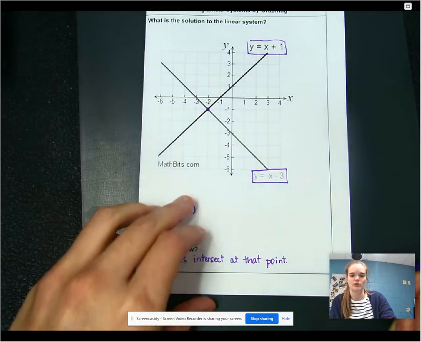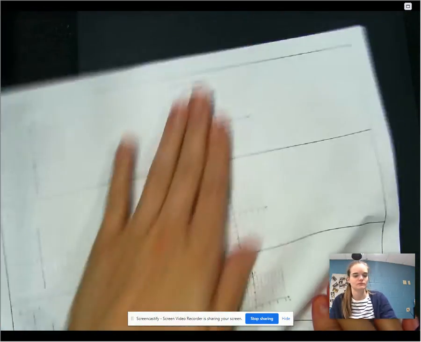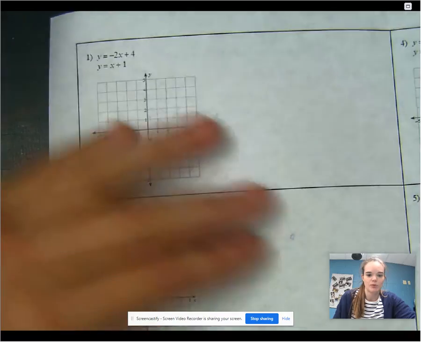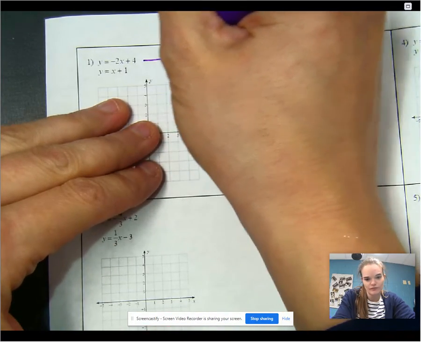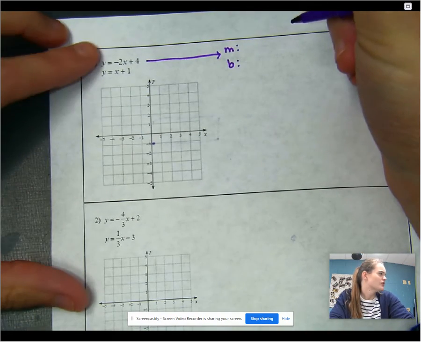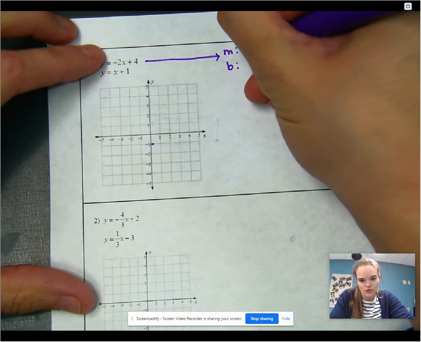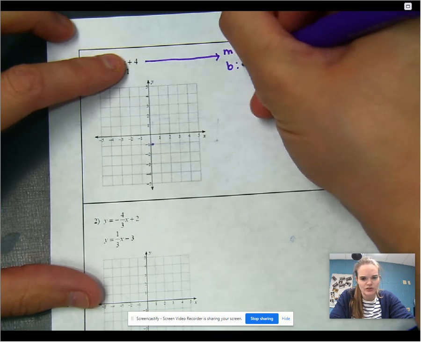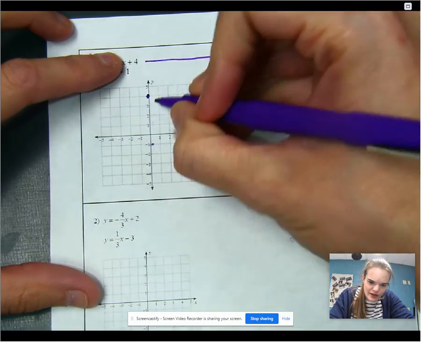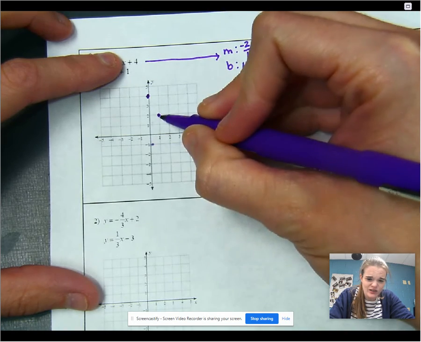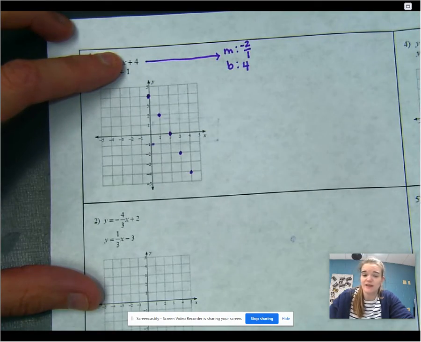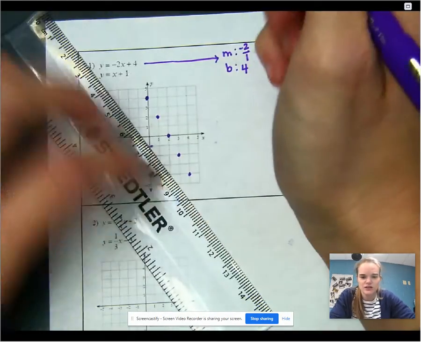Okay, so open this up. We're going to do these examples. All right, so number one. To graph them, we need to know the slope and the y-intercept. This slope for this first one is negative 2 over 1 because it doesn't have a value. The y-intercept is 4. That means we're going to put a point on 4. We're going to go down 2 over 1, and we're going to repeat that until we run out of room. And we are repeating it until we run out of room because we have to be precise to find the exact point where they intersect.